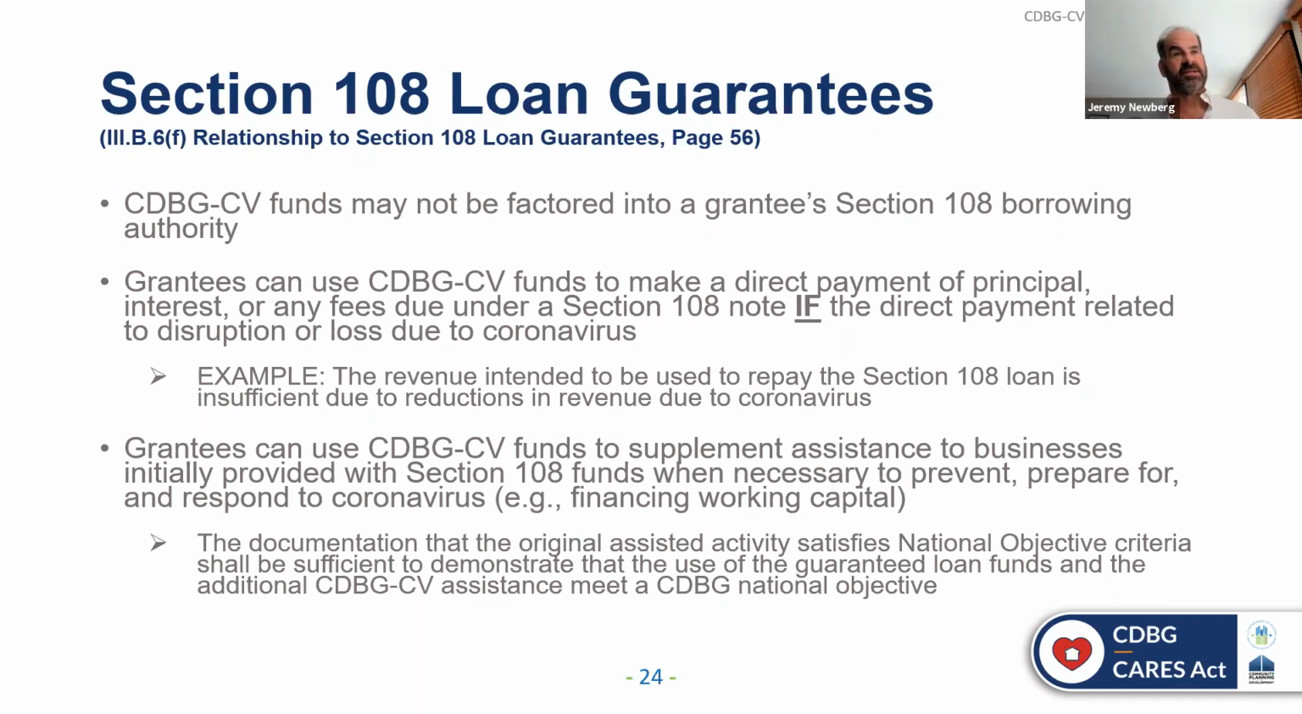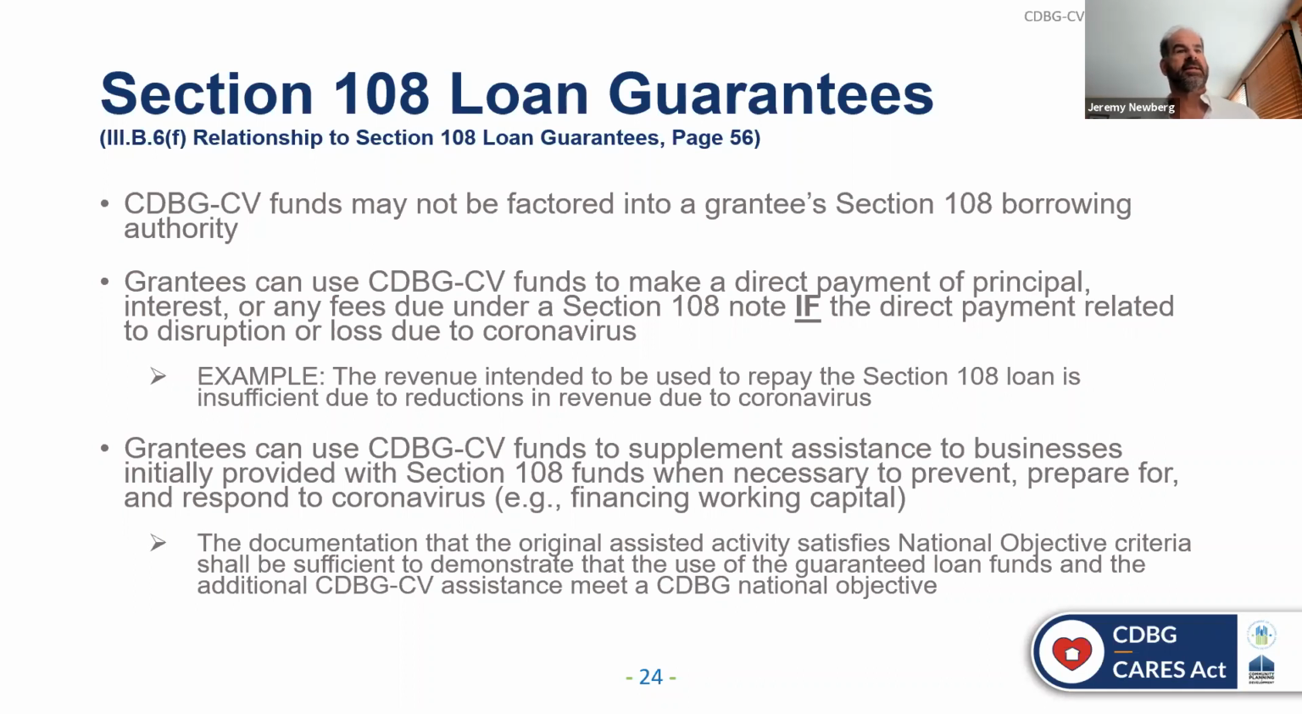Grantees can use CDBG-CV funds to make direct payment of principal, interest, or any fees due under Section 108 if the direct payment is related to disruption or loss due to COVID, okay? So if the project that was being funded with 108 suffered disruption or loss due to COVID, you can look at that for paying down the principal, interest, or fees. But if it's just a separate 108 project, no.